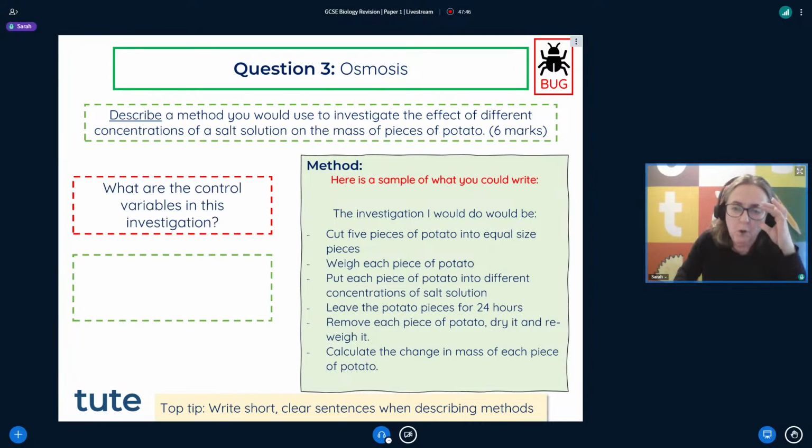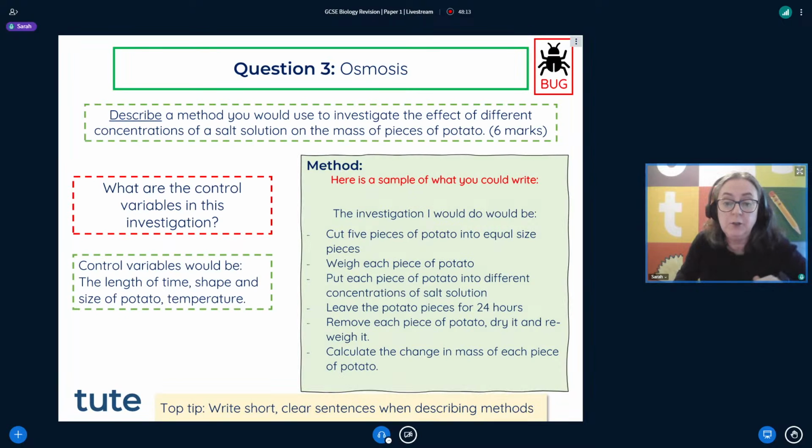Okay, so what are the control variables in this investigation? Well, we know the variable that we are changing is the concentration of the salt solution. The thing that we're measuring is the change in mass. But in any experiment, you should only change and measure one thing. Everything else has to be kept the same. And that's what we call the control variables. All the other things you need to keep the same. So what are the control variables in this experiment?